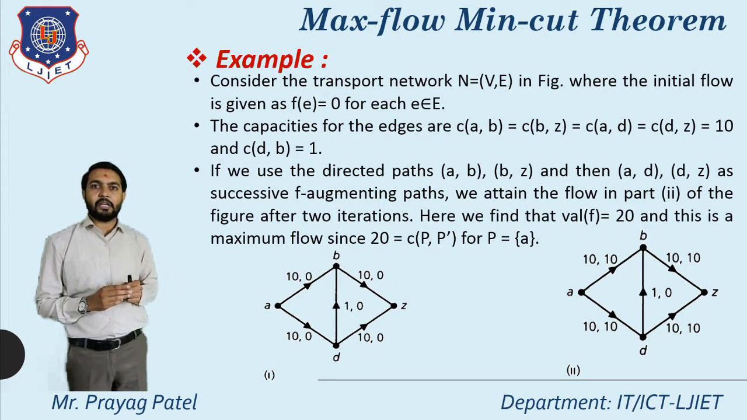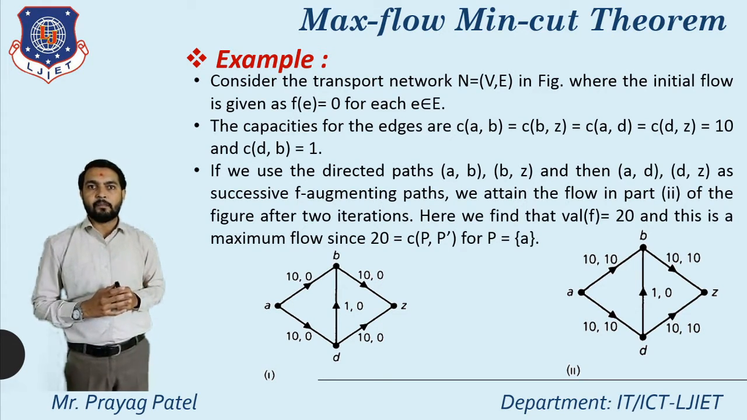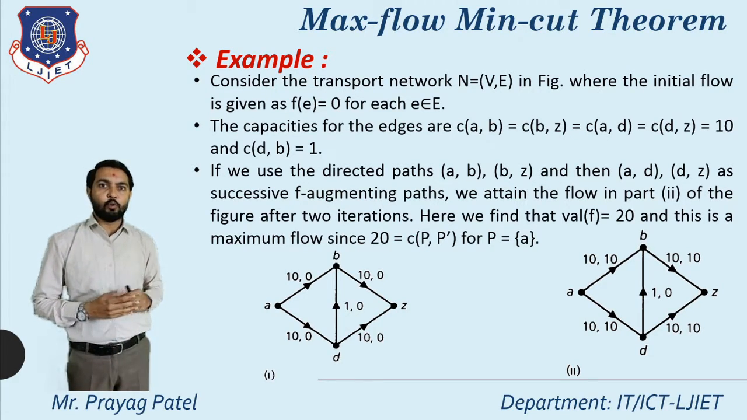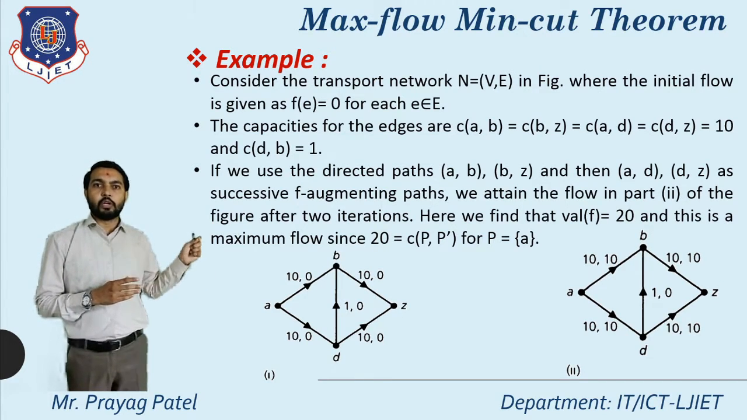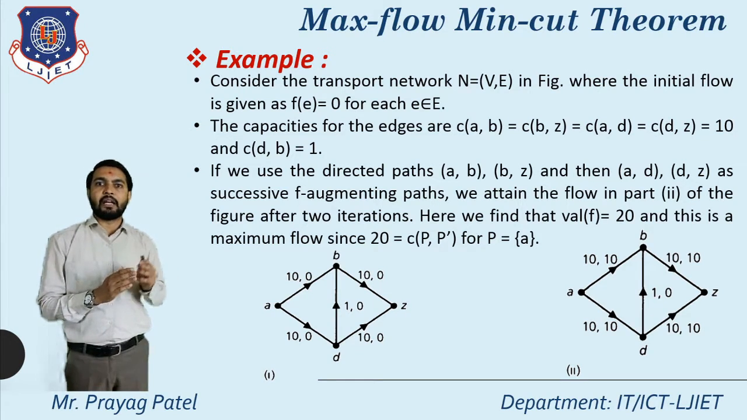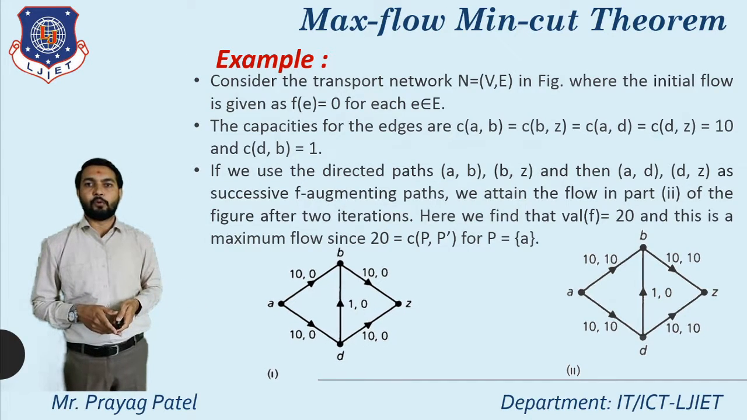So the total maximum flow here is equal to 20. So the capacity of the cut (P, P') is equal to 20. Now P equals A and P' equals all the remaining elements. So here is one cut: if we remove any edge, then A is one part and all the remaining nodes are in the second part. So this is an example of the maximum flow.